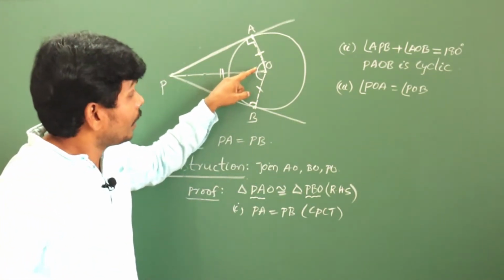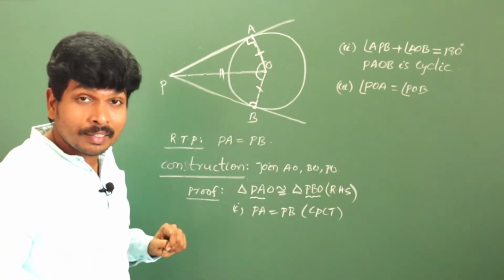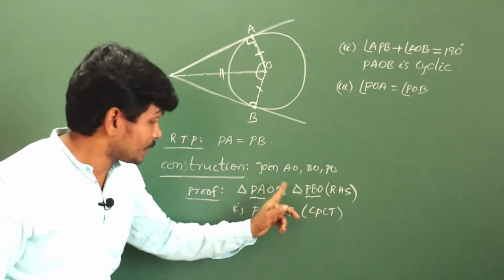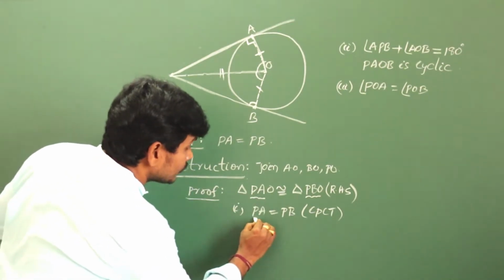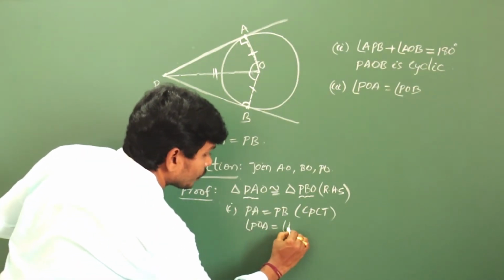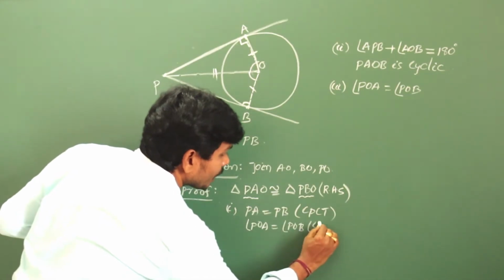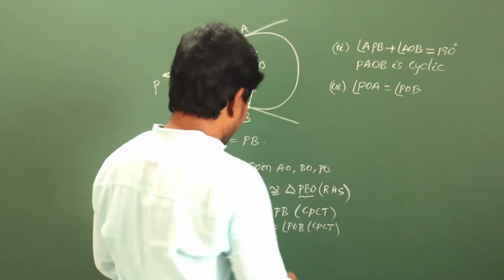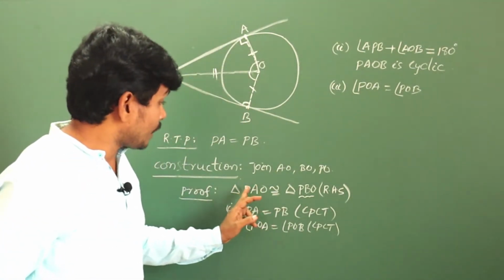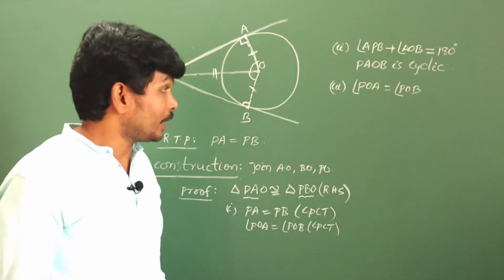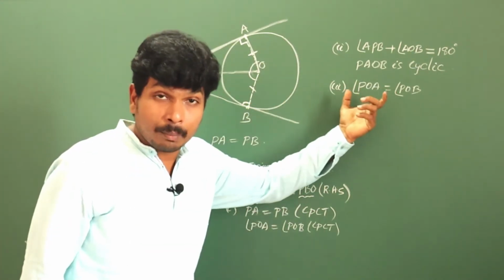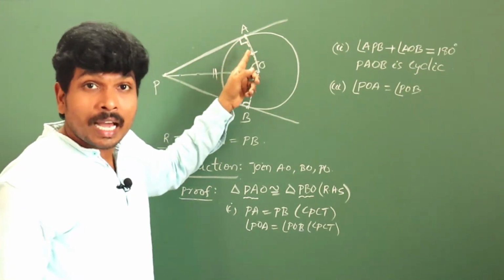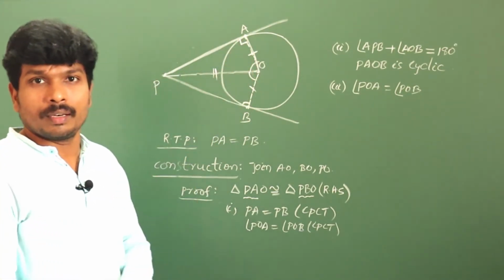Are these two equal or not? Tell me why those two are equal. Anyone? These two triangles are congruent. By CPCT, angle POA is equal to angle POB. So that's why both are equal by CPCT. We proved these two triangles are congruent to each other. So what is the meaning of it? Angles subtended by the tangents at the center are equal.